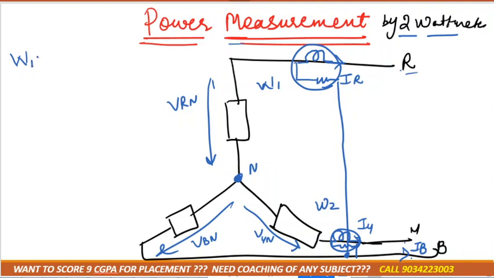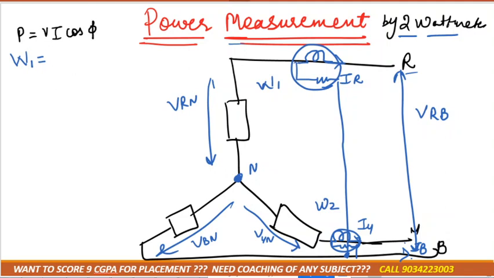If I look at W1, W1 is connected with which line voltage? W1 is connected with R and B, right? So that would be VRB. As you know, the formula for the power is VI cos phi, correct? So the voltage with wattmeter 1 is connected between R and B, so we can consider the voltage as VRB, right? Now we'll see the current.